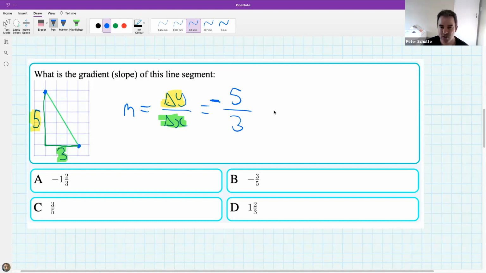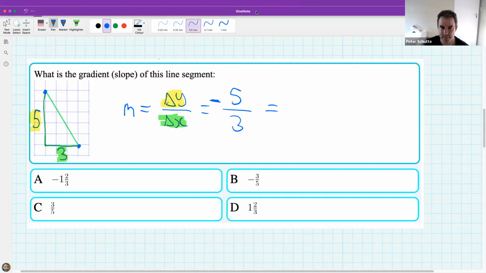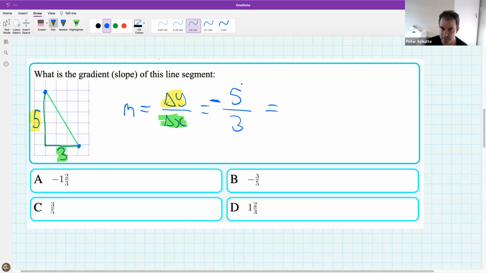Now, I still don't see any answer that is like this, but I've just remembered that improper fractions can be converted into mixed numbers. So which one will match minus 5 over 3? Which one do you think will match? How many times does 3 go into 5? So I know it's a minus. 3 goes into 5 once, and there's 2 left over. And so I get minus 1 and 2/3.